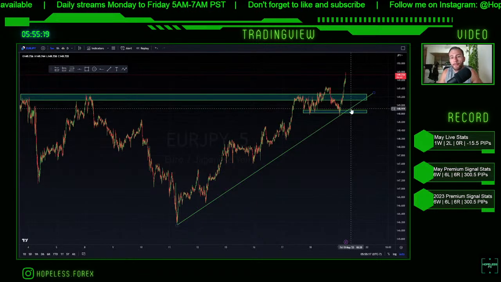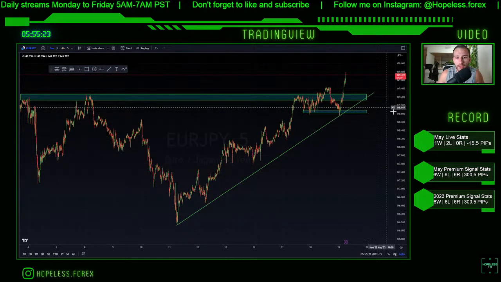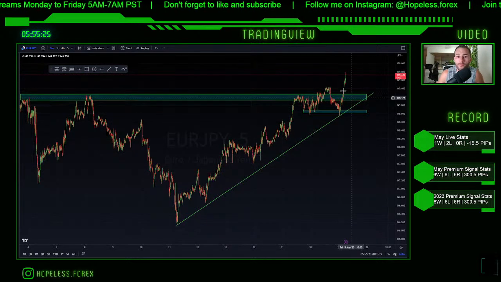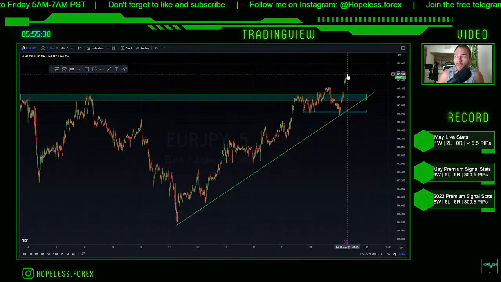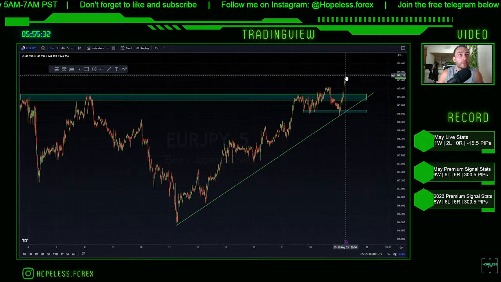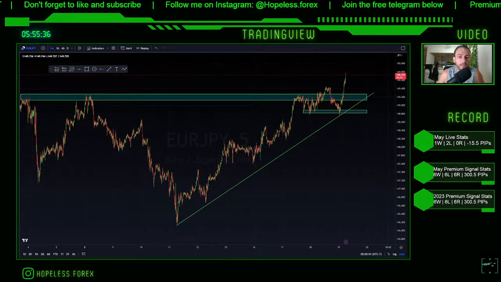But can't say I'm super keen. I mean, all the yen pairs are quite bullish today. The yen's pretty weak, so we will continue to monitor them all and see if there's an opportunity amongst them. But nothing right now.